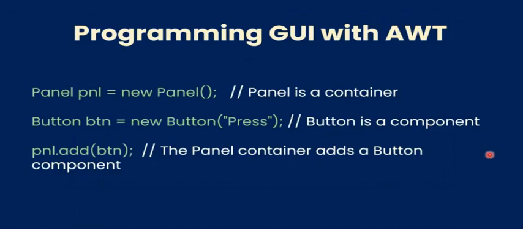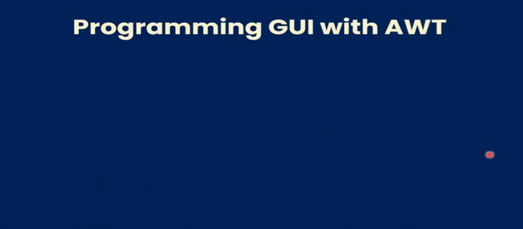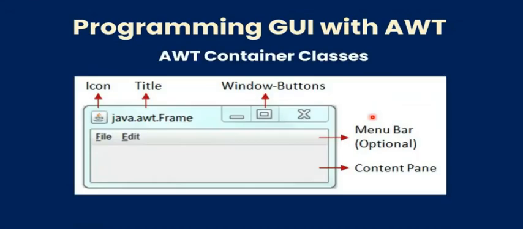So that is an example of container classes. Icons, title, once you import java awt for the frame.